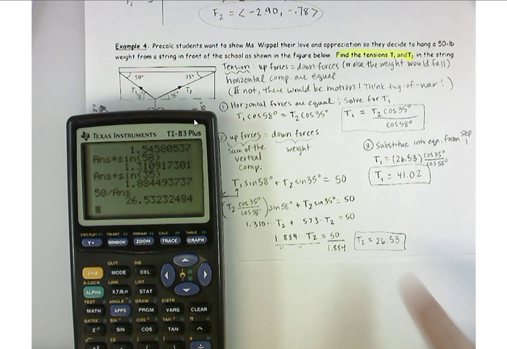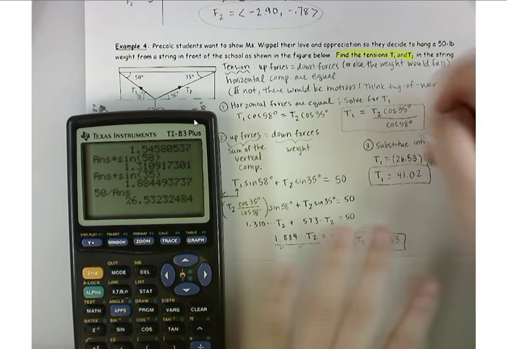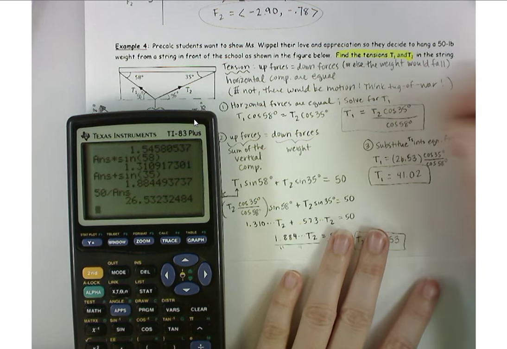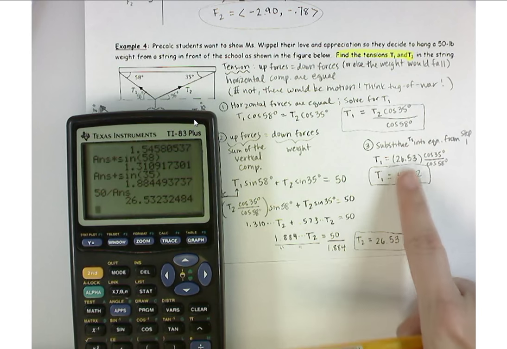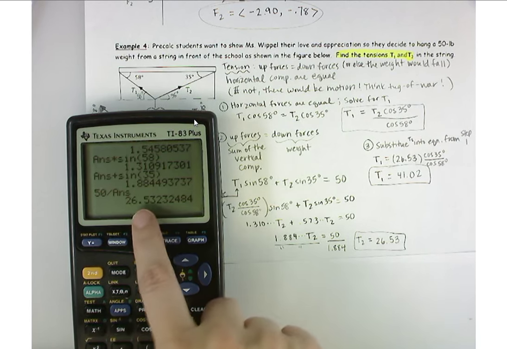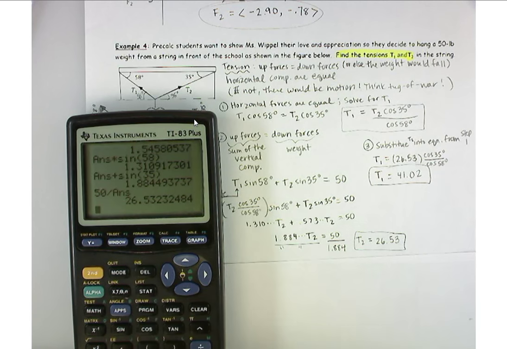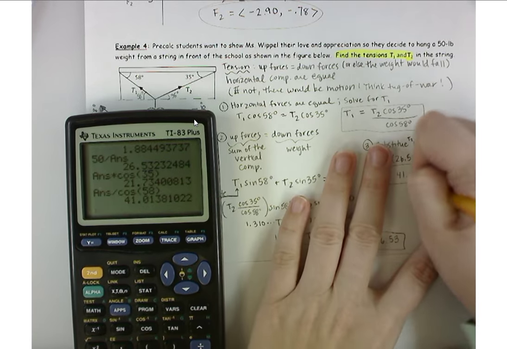Okay, and then once you find your T sub 2, you can substitute T sub 2 into the equation from step 1. So you can do the 26.53, and really you can just use this exact value and multiply it by the cosine of 35, and then divide it by the cosine of 58, and then you will get 41.01.